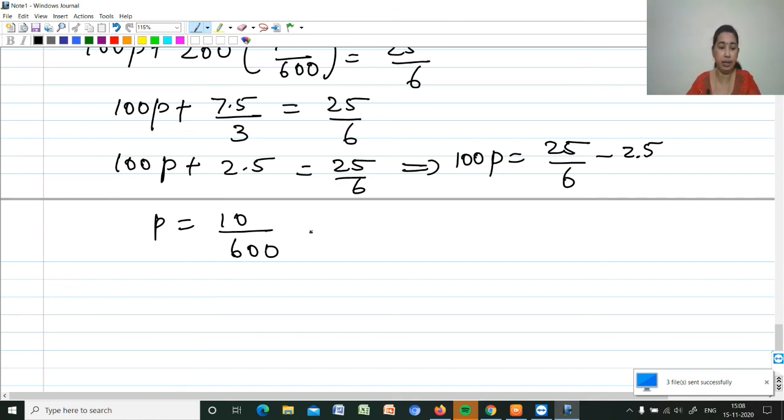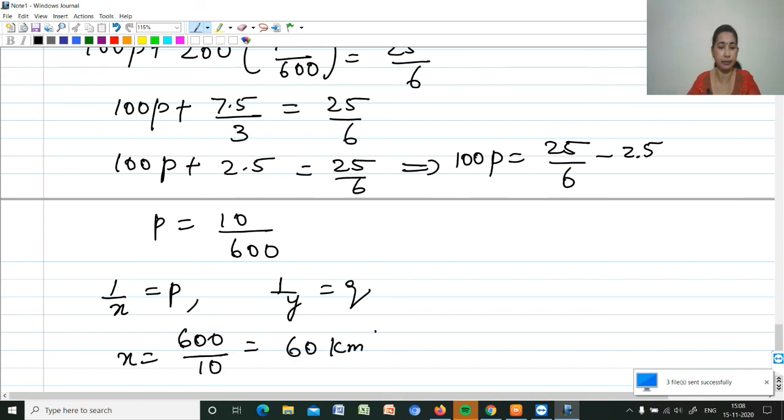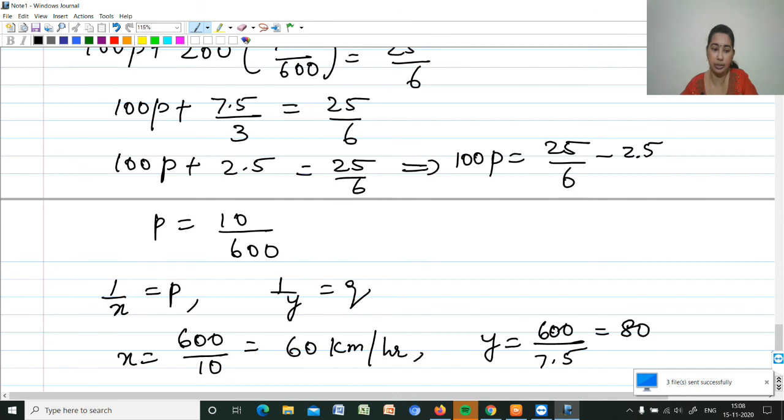So we got the value of p, and earlier we got the value of q, and we know that 1 by x is the same as p and 1 by y is the same as q. So x is equal to 600 by 10, which is equal to 60 km per hour, and y, we got the value of q earlier as 7.5 by 600, just take the reciprocal. So 600 by 7.5 is equal to 80 km per hour.